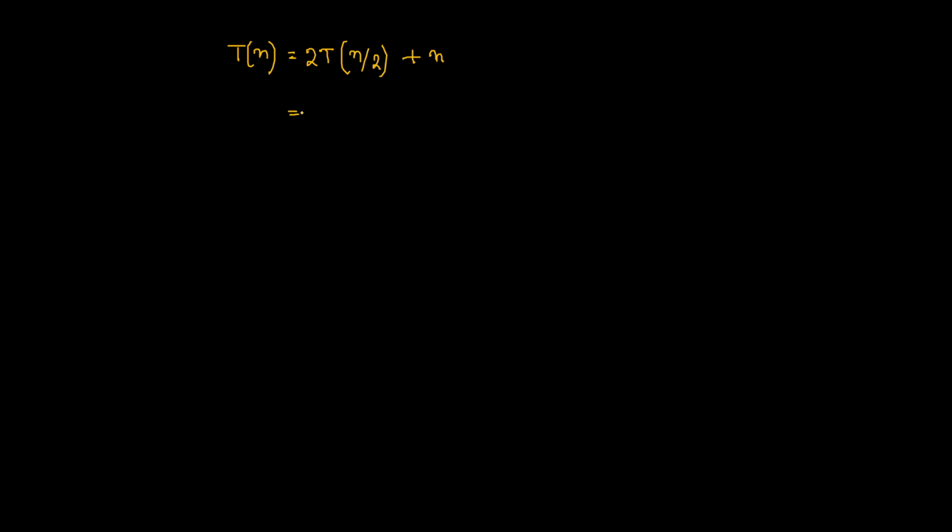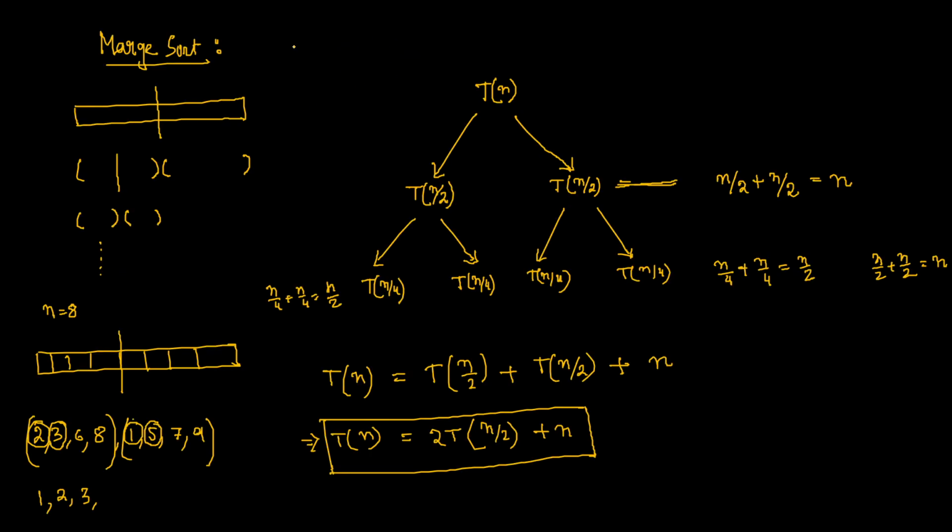Now what about T of n by 2? If I ask you what is T of n by 2, you will say it will be T of n by 4 plus T of n by 4 plus this one, n by 2. That means 2T(n/4) plus n/2, right?